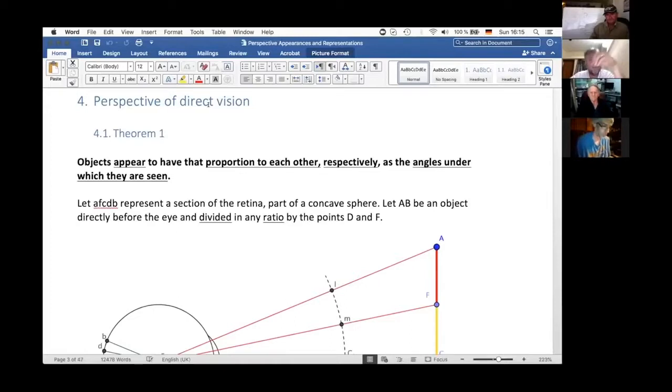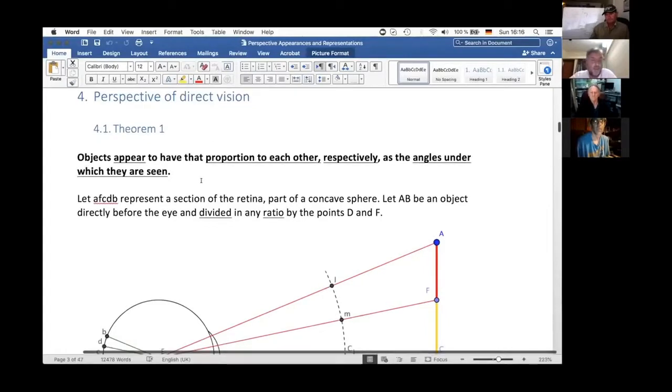And direct vision, the theory of direct vision, I think, is different from the theory of perspective. Perspective for me is representing 3D objects on a 2D planar surface by mathematical rules, whereas the theory of direct vision is applied to how your eye works. It's geometrical optics rather than paintings or drawings, or technical drawings.